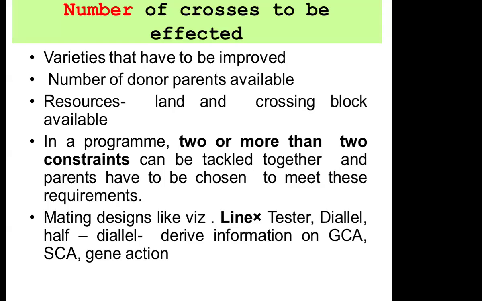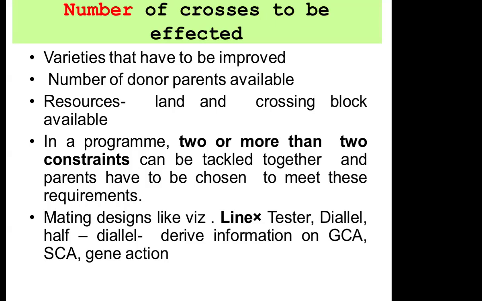We can tackle more than 2-3 traits together in a crossing program, maybe even more traits. We can make integrative selection through conventional breeding. In that way, we have to think of our parents and crosses also. In making crosses, we can decide on some mating design. We can derive some information in that process, and we can have some papers published. That is also important for youngsters.